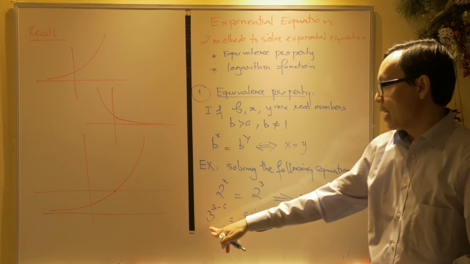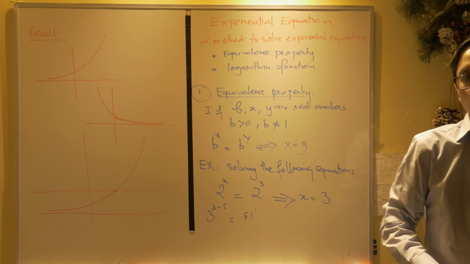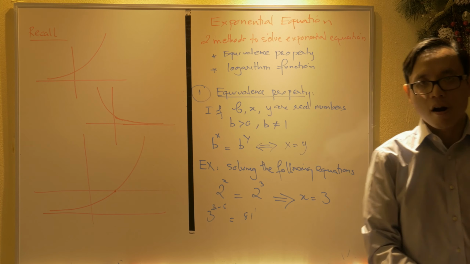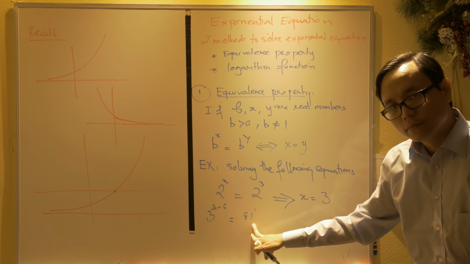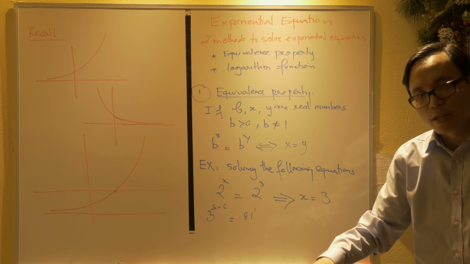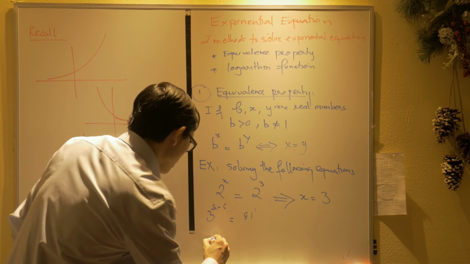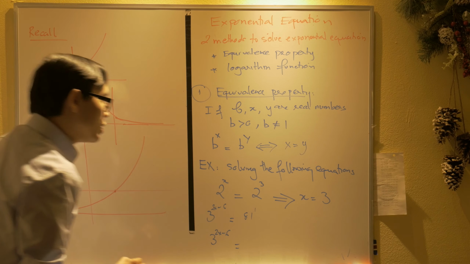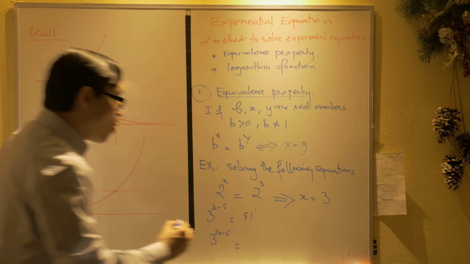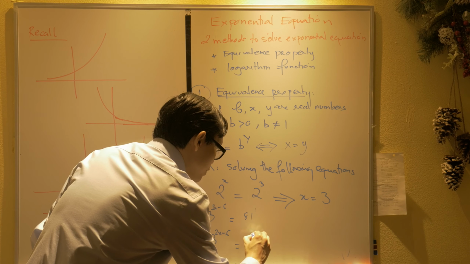Of course, you cannot convert 3 to 81. Going from the small number to the big number is hard. But I can convert 81 to something with base 3. So on the left hand side, I keep 81, which is actually 3 to the 4 power. Right? 3 to the 4 power.